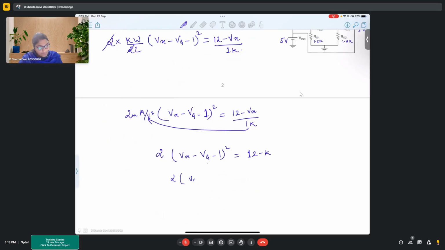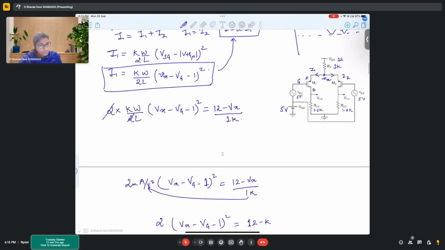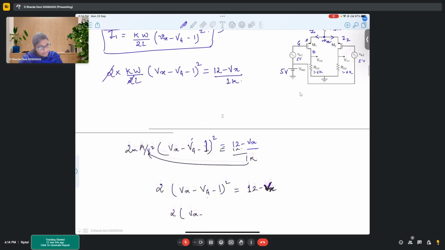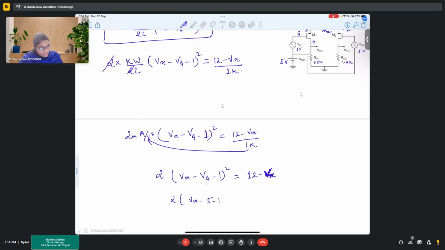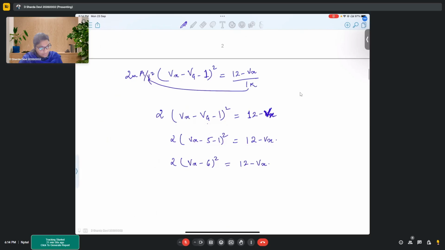Ma'am, shouldn't the equation be 12 minus Vx? Yeah, it is 12 minus Vx, no? Last second step you have written 12 minus K, ma'am. Oh, okay. It is Vx. So it is Vx minus 5 minus 1 whole square, and here you have 12 minus Vx. So 2 times (Vx minus 6) whole square equals 12 minus Vx.